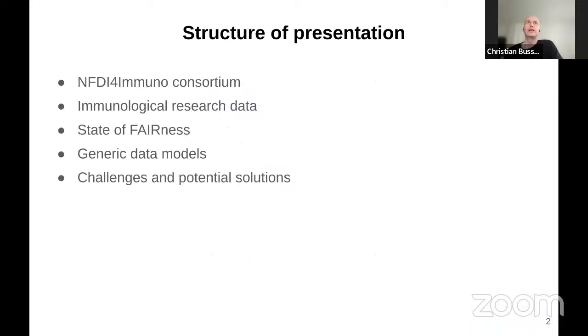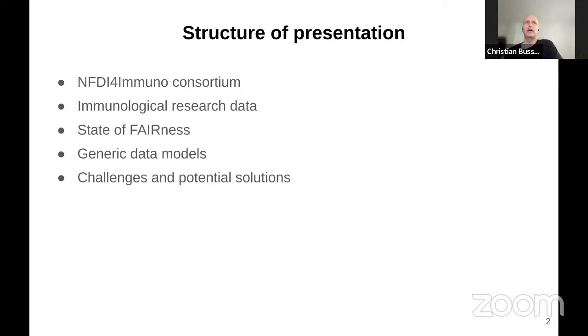So what I would like to talk about over the next roughly 30 minutes is the following. First, give you a quick idea of what our consortium, NFDI for Immuno, is aiming to do, as this will be helpful to understand the remaining parts of the talk. Then we will have a quick look at the various types of immunological research data, then pick out two examples to see how fairness is already achieved, or aimed to be achieved, for two of those data classes. Then I will share some thoughts about how to generalize data models, and then finally spend some time on challenges and potential solutions for the diverse types of immunological data that we're trying to deal with.